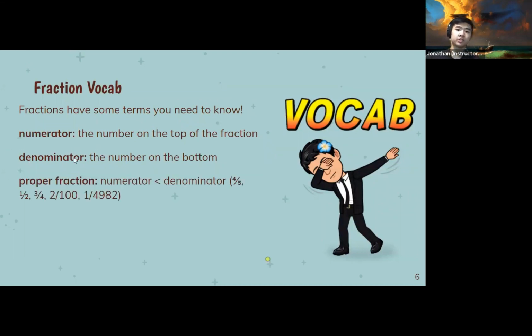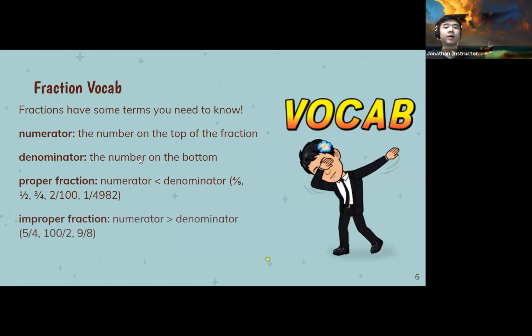So a proper fraction. The numerator is less than the denominator, meaning the top number is less than the bottom number. For instance, look at all these numbers: 4 over 5, 1 over 2, 3 over 4, 2 over 100, 1 over 4,982. Just means the top number is less than the bottom number.